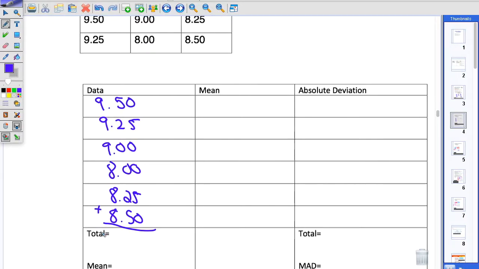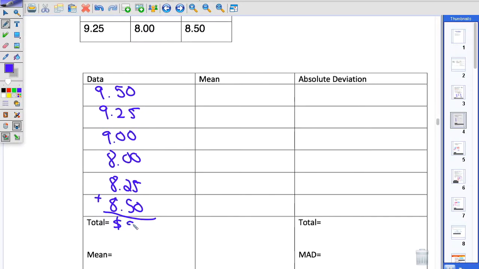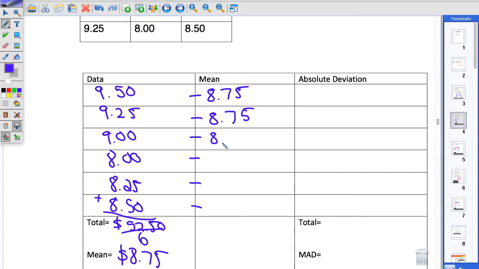So we're going to add those up, and we get $52.50. Divide that by 6 to find the mean. So the mean is $8.75. That's the mean average of the movie prices. So we're going to subtract the $8.75, the mean, from each of the prices of the movie. And then we're going to find the absolute deviation.